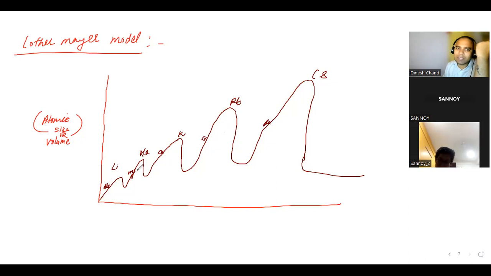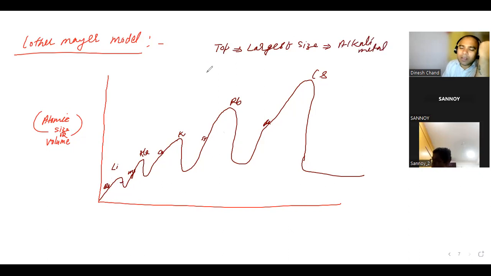Then he said, whatever the downside, it can be the halogens. So here, top represents what? Top means largest size, whichever element has the largest size. Sir, those are the earth metals. Not earth metals, alkali metals. They are going to be alkali metals.